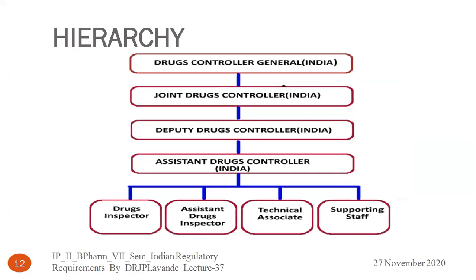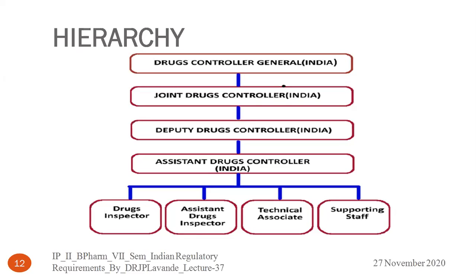Here you can see this is the hierarchy. Hierarchy means the different levels. You can see the Drug Controller General of India. The CDSCO is headed by the Drug Controller General of India, the DCGI, which is the topmost authority and is supported by the JDCs. JDCs are nothing but the Joint Drug Controllers of India.